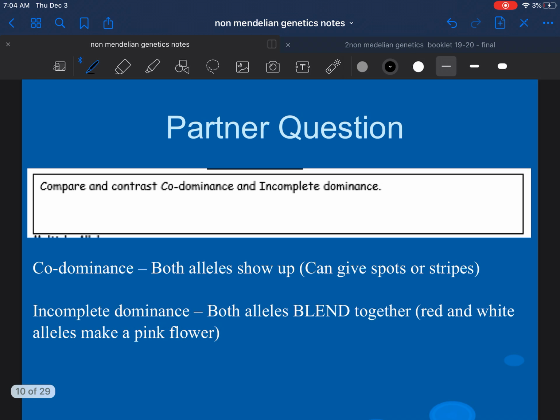Something you could have said is that with codominance, both alleles show up, like can give spots or stripes. With incomplete dominance, they blend. So codominance, think of your spots and your stripes. Incomplete dominance, think of blending. I'm going to use the highlighter. Blend. Make sure you write that down.